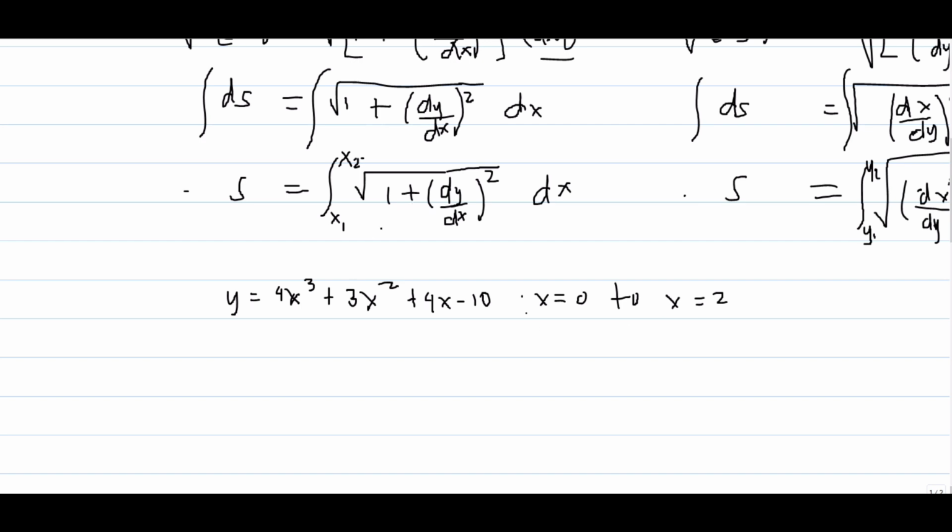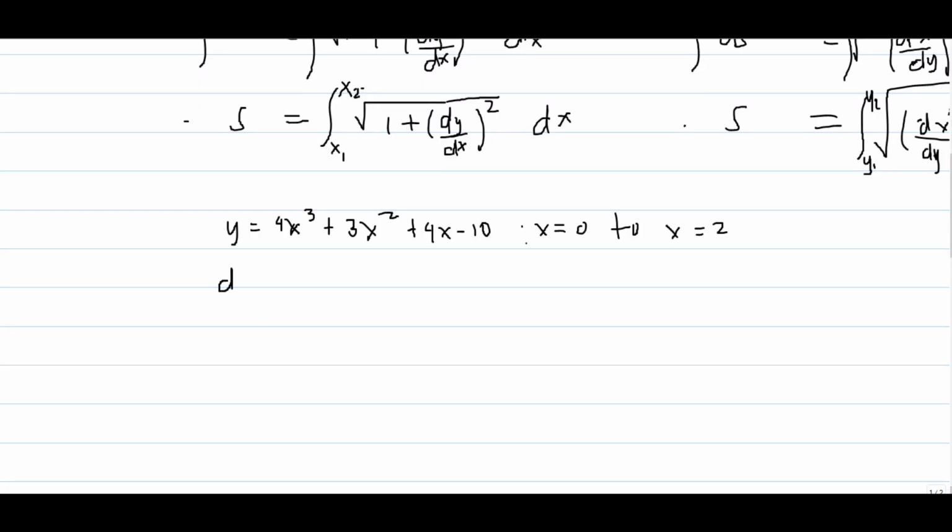So the first thing to do is we need to get dy over dx, which is our first derivative. So the derivative of 4x cubed is 12x squared, then plus 6x, then plus 4.